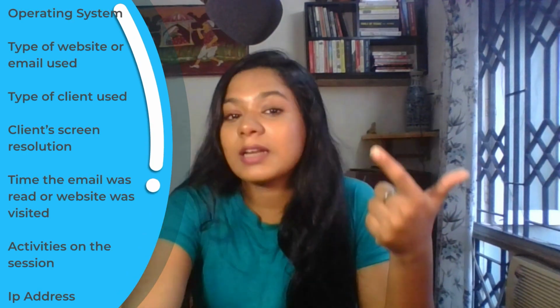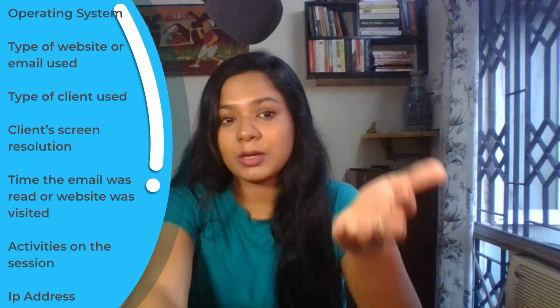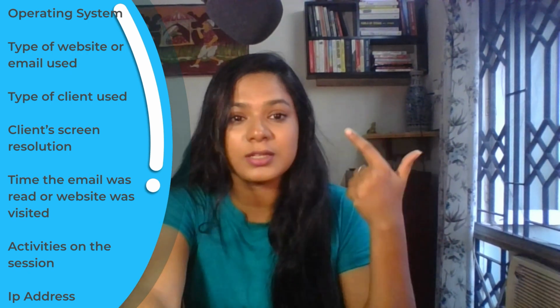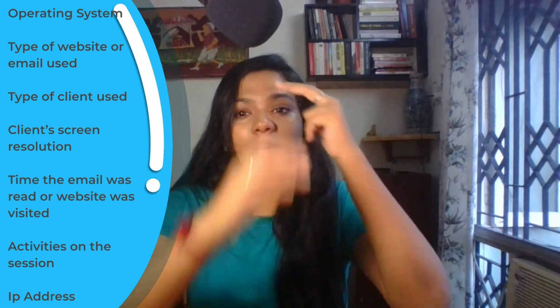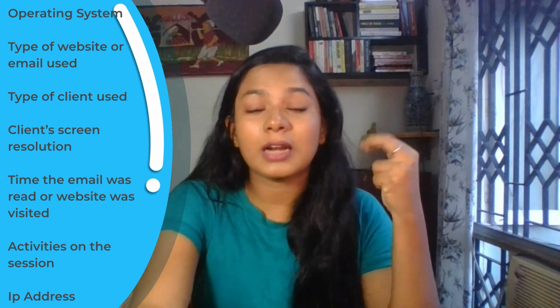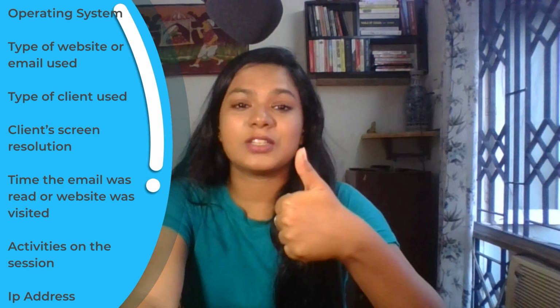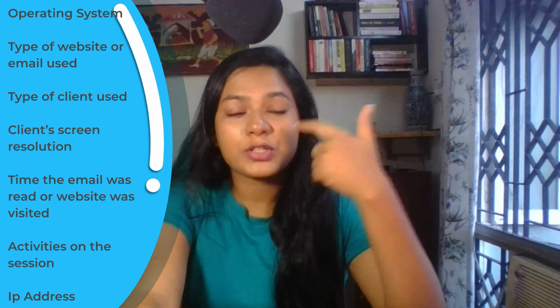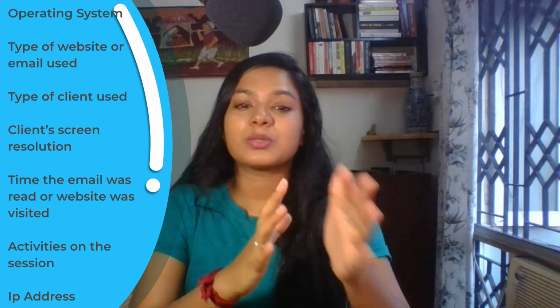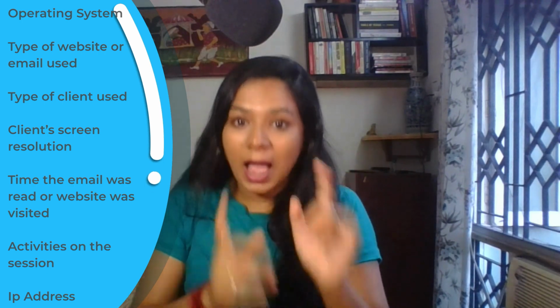So what all details can a pixel track? Okay. First, they can track the operating system that you use, which gives information on the kind of mobile device or the laptop that you're using, the type of website or email used, for example, your mobile or your desktop browsers, the type of client used, if it's a typical browser or a mail program, the client screen resolution, the time of the day the email was read, activities on the website during the session, which can be tracked using multiple pixels, and the IP address, which gives information on the internet service provider and your location.